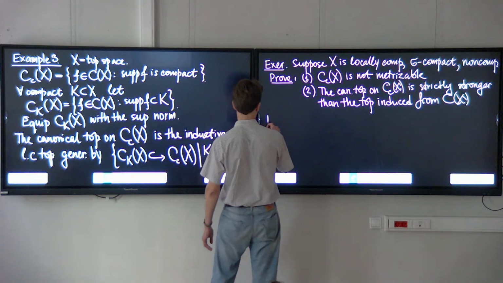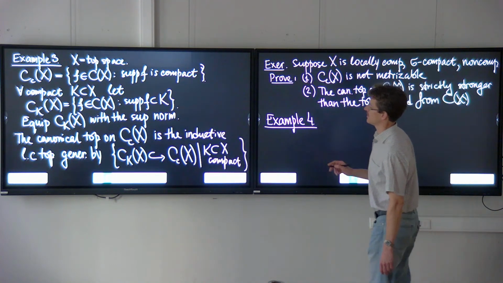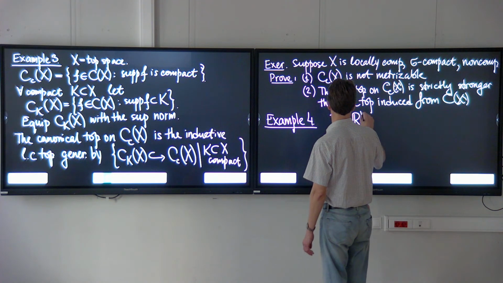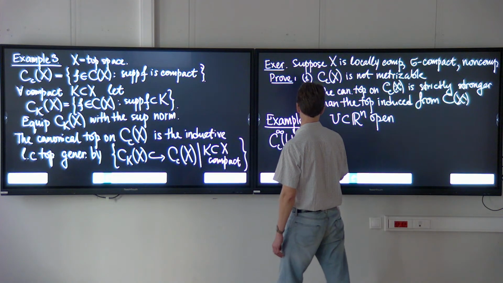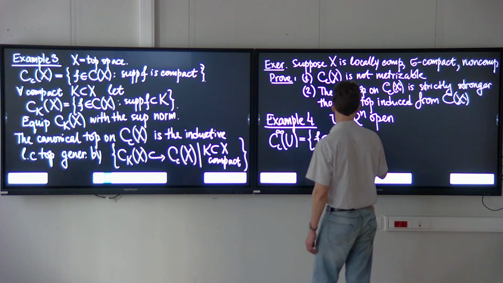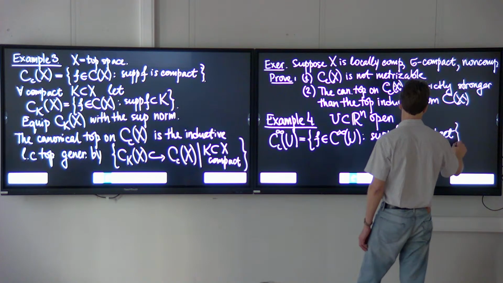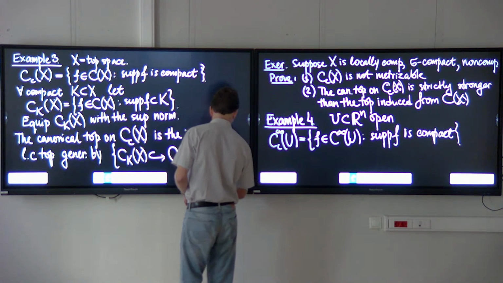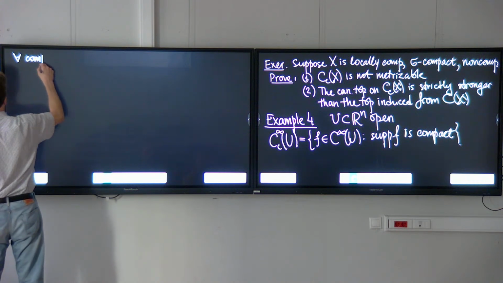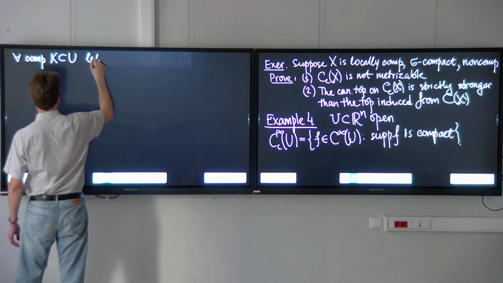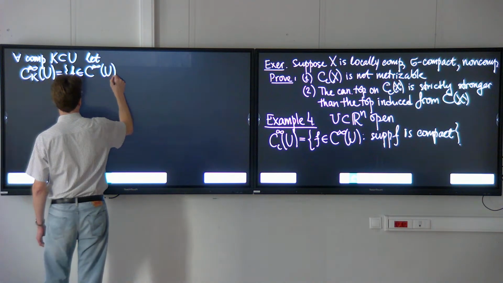Okay, example 4 is similar to example 2. But now we consider smooth compactly supported functions. So we start with an open subset U of R^n, and we denote by C_c^∞(U) the space of those smooth functions on U which are compactly supported. The support of f is compact. The canonical topology on the space is defined as follows. Again, take any compact subset K of U, and we consider the subspace C_K^∞(U), consisting of those smooth functions on U whose support is contained in K.